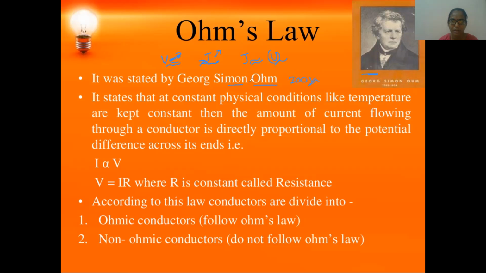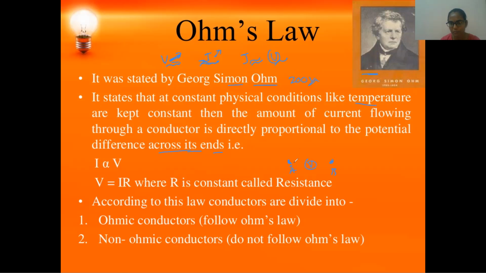It states that if physical conditions like temperature are kept constant, then the amount of current flowing through a conductor is directly proportional to the potential difference between its ends. Suppose in a circuit, we take these two free ends, which are going to be connected to a battery or cell. How much is the potential difference between A and B?